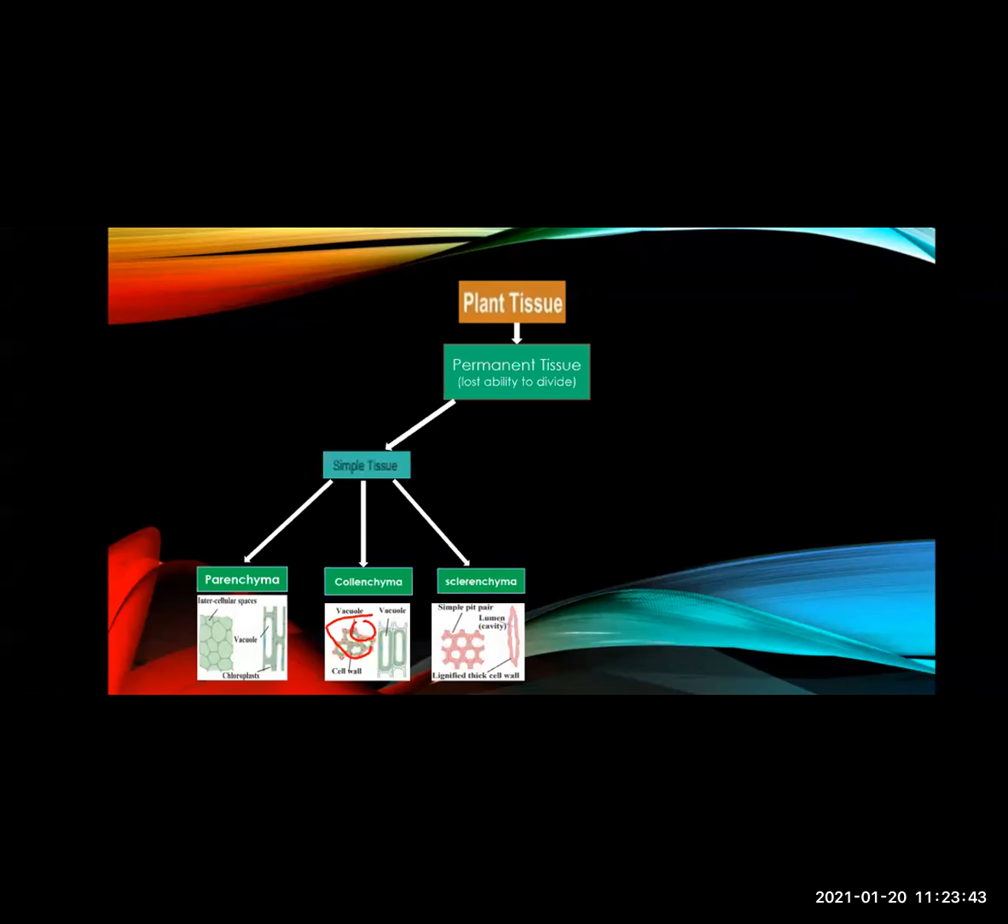Where do we see this? Sclerenchyma are majorly seen in the hard seed coats, in the hard fruit coverings, or in the stem that has become dry and thick.